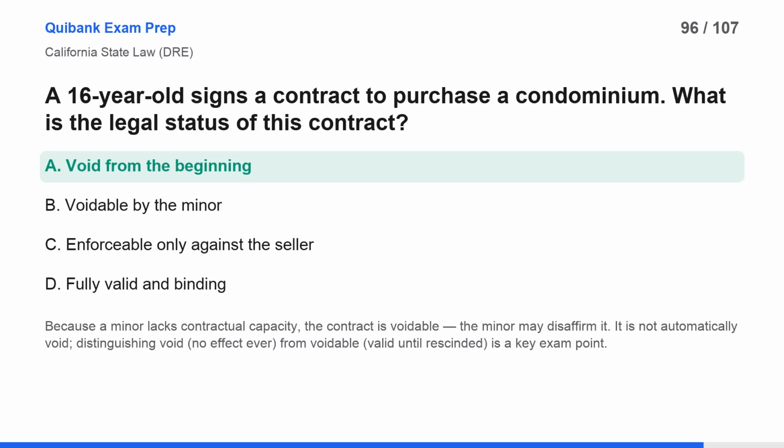The answer is A. Void from the beginning. Because a minor lacks contractual capacity, the contract is voidable. The minor may disaffirm it.